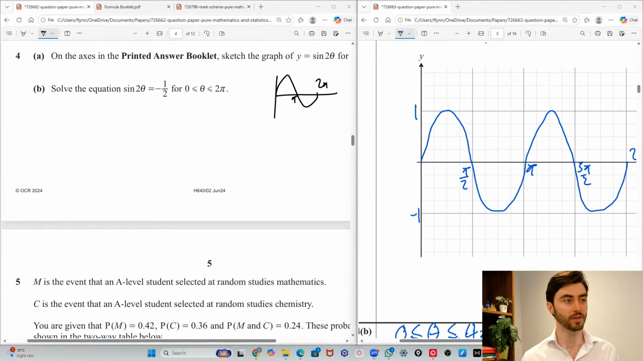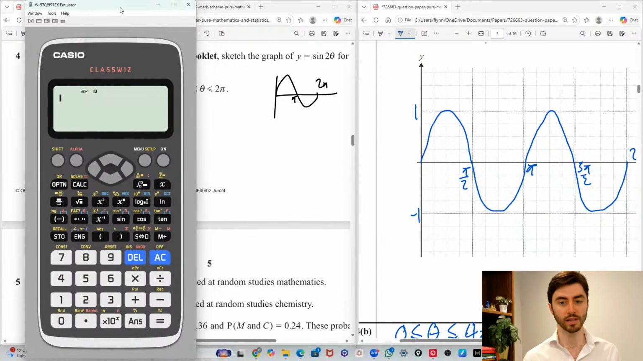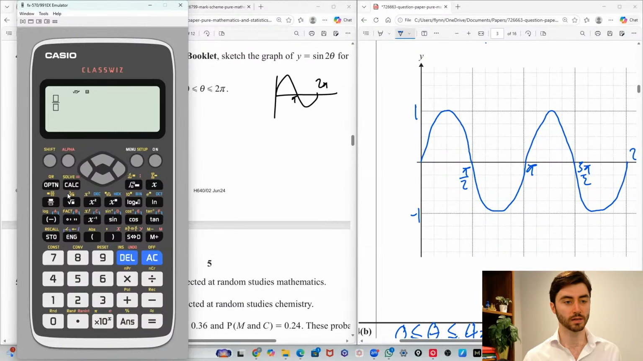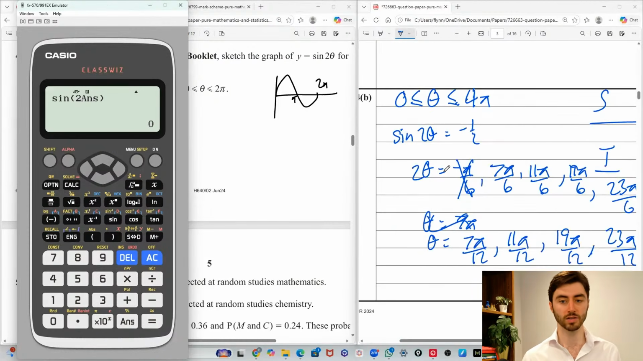I did sketch a graph, and I can even confirm that. So let's go into, not there. Let's check that I am in radians. And I'm going to just check I didn't do anything silly there. So I'm going to get pi over 2. And I'm going to confirm that sine of 2 answer does equal 0. Yes, it does. Great. So that is the sketch.